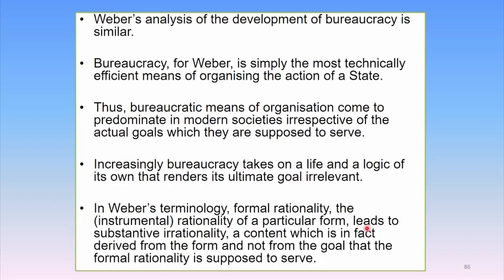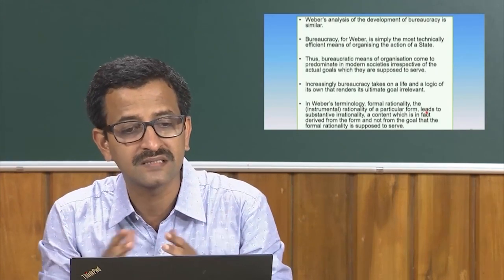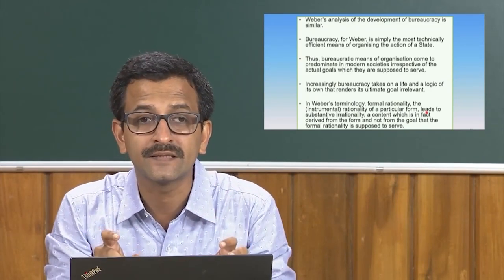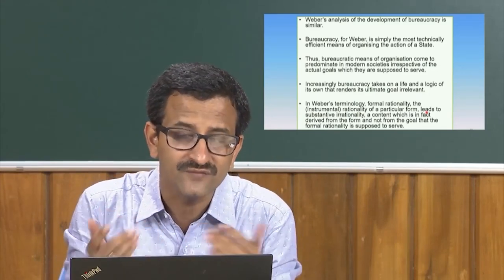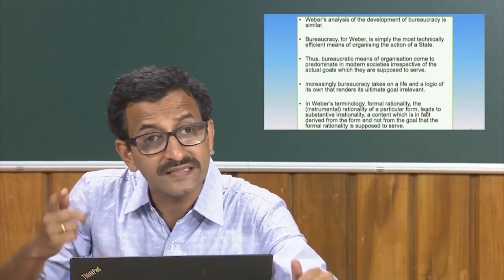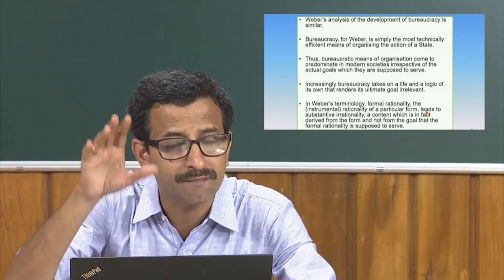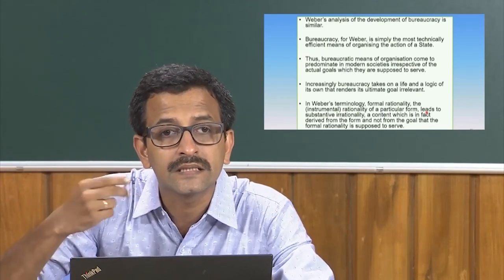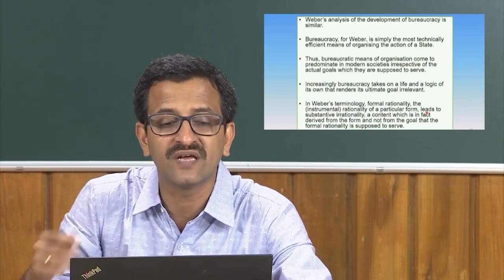I mean Weber's analysis of the development of bureaucracy again is similar. Bureaucracy for Weber is simply the most technically efficient means of organizing the action of a state. Bureaucracy in capitalism is a modern phenomenon. This does not imply that other forms of bureaucracy did not exist earlier in the pre-capitalist social formation. They were there, but bureaucracy in capitalism is different. Bureaucratic means of organization come to predominate in modern societies irrespective of the actual goals which they are supposed to serve.